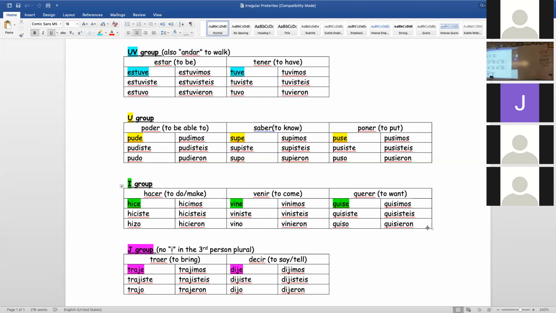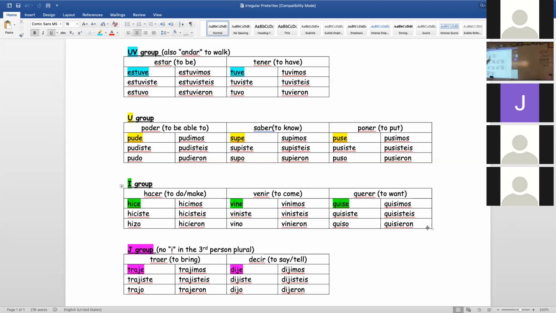So let's check out our spelling here and let's go through them. And then I've got a little video I'm going to show you. The guy does a little cucaracha song to help you hopefully start getting them stuck in your head. The UV group is called the UV group because it has what two letters in it? A U and a V. So we've got estuve. Let's try that again, ready? Estuve. One more time, everybody, estuve.